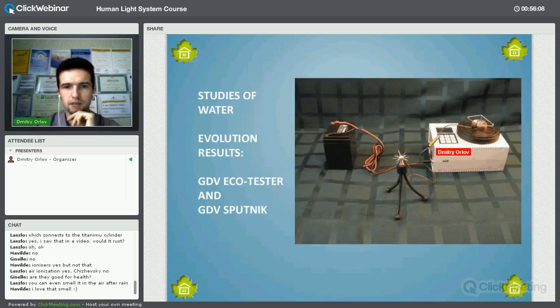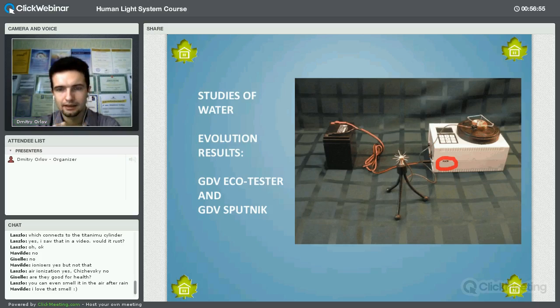And a special device was constructed, a standalone device that was called GDV EcoTester, made specially only for environmental studies, because it doesn't work with the computer. It writes down all the data to the USB flash drive, and after that you take these images and process them in special software and build those graphs afterwards.